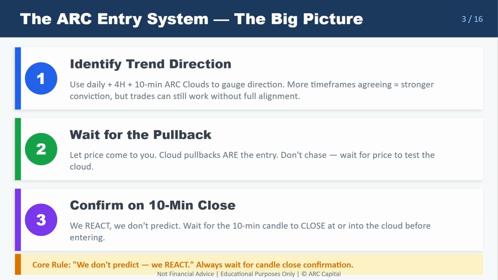So number 2, wait for the pullback. Let price come to you. Cloud pullbacks are the entry. Don't chase. Don't get in just because the stock is already running. Wait for the price to test the cloud, right? Confirm on the 10-minute close. We react. We don't predict. Wait for the 10-minute candle to close at or in the cloud before entering, right? You can easily get into a bad trade if you don't let the candle close. The candle ends up going through the cloud, starting that cloud flip. So core rule, we don't predict, we react. Always wait for the candle close for confirmation on that 10-minute time frame, guys.